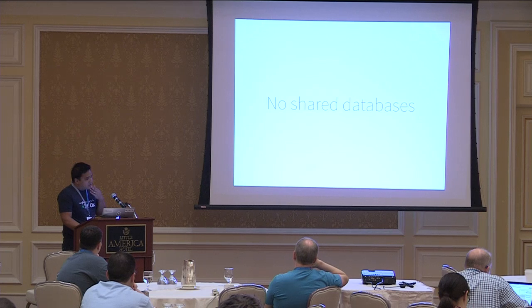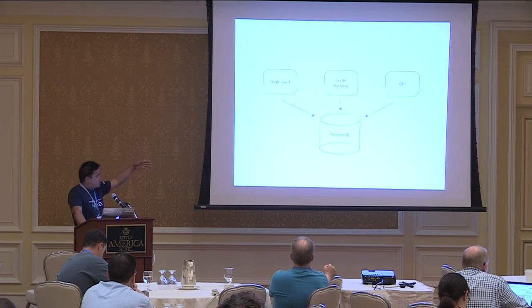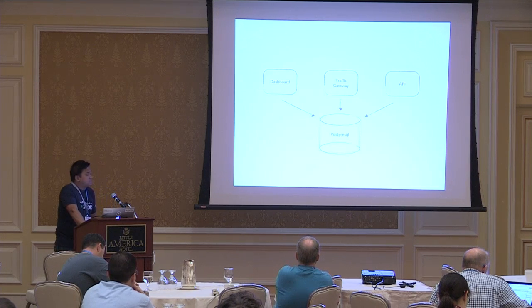And that is, there are no shared databases between our services. So imagine a world where you have a dashboard, our traffic gateway, and our API, and they're all talking to the same Postgres database for customer data, like for the identities. The problem you encounter with this type of architecture is that you have the shared dependency, and not only the type of database, but the schema itself.